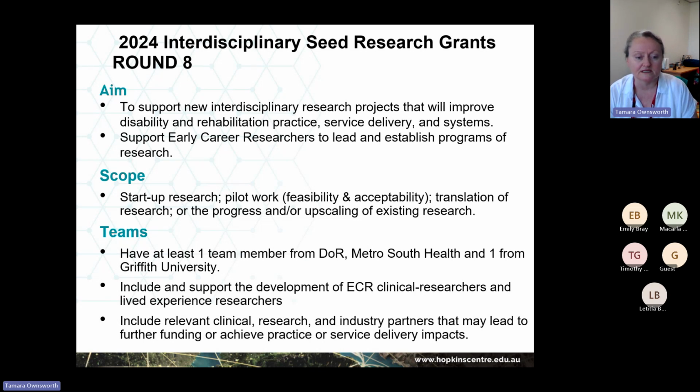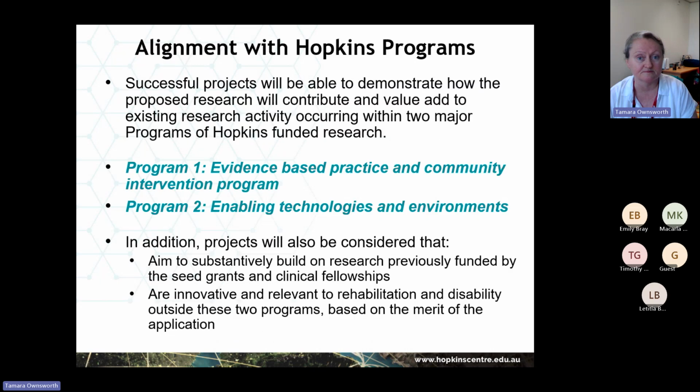So the team is very important to consider for the seed grant. So it's important that there is at least one team member from the Department of Rehabilitation, Metro South Health, and one from Griffith University, so an academic that's in the Hopkins Centre, and I'll come back to that point. So we're very keen that the seed grant supports the development of early career clinician researchers and also engages people with lived experience. But really, these seed grants involve a collaboration amongst the best team that's required to carry out the grant successfully. So this tends to be a mix of clinical research and industry partners that are essential to the conduct of the research, but also the practical implementation of the grant.